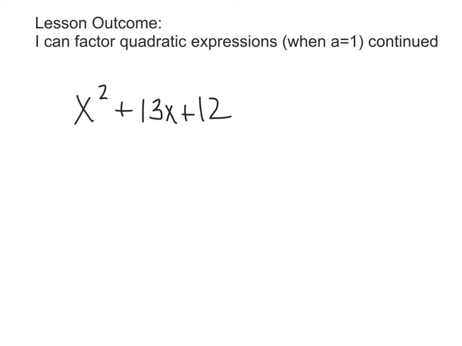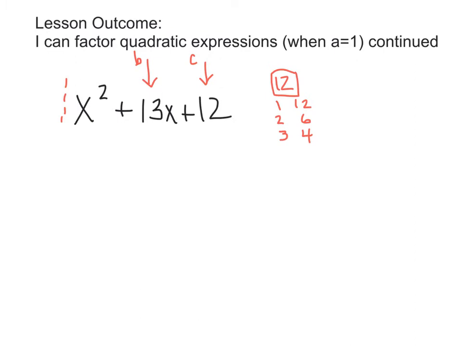We remember that we factor this by first noticing that a equals 1, because there's a 1 in front of the x squared, the coefficient of x squared. And then we know that b in this case is 13 and it's positive, and c is 12 and it's also positive. So we start by taking our c value and listing all the factors. 1 times 12 gives you 12, 2 times 6 gives you 12, and 3 times 4 gives you 12.